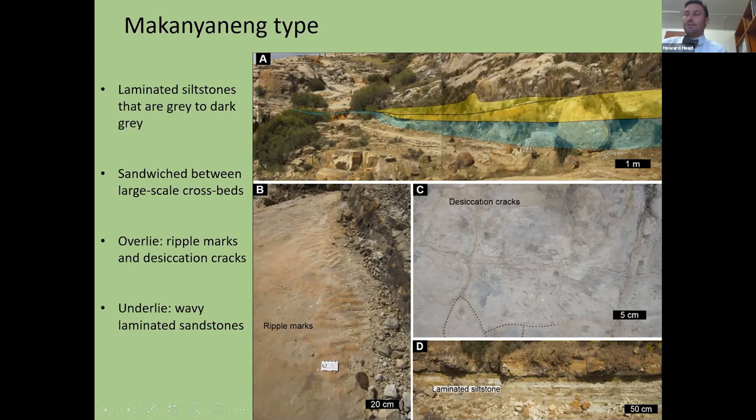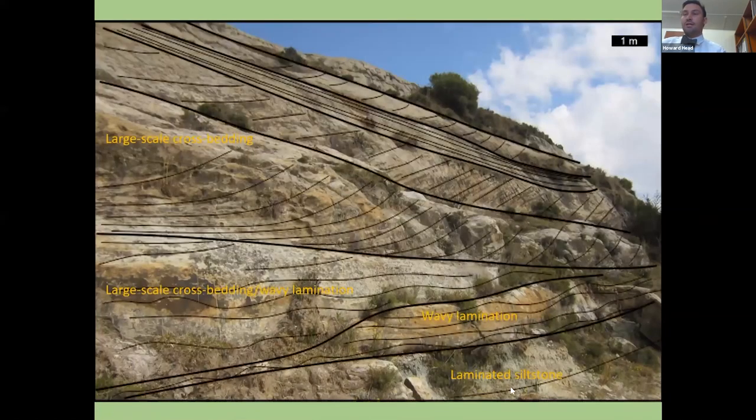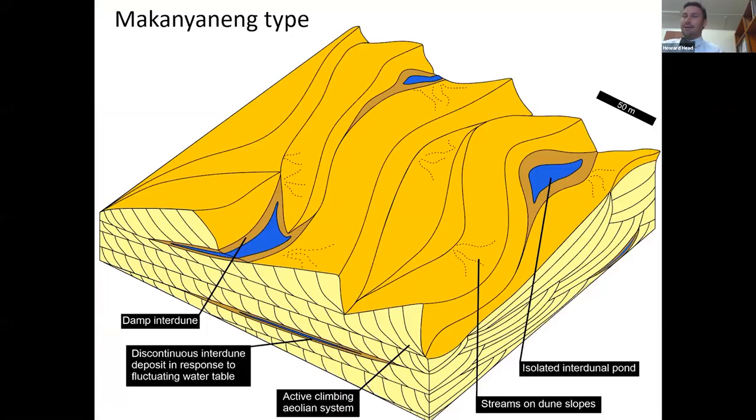When you look at the detail close up, we can see that there's a change from laminated siltstones to wavy laminated sandstones to wavy laminated and large-scale cross-bedded sandstones with a close spatial relationship. This then shows a transition from wet to damp to dry deposition for the specific site. So overall, this means that the Makanyaneng type represents small isolated ponds that formed in dune hollows as a result of rising water tables.